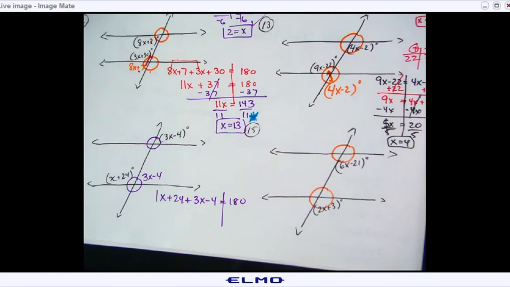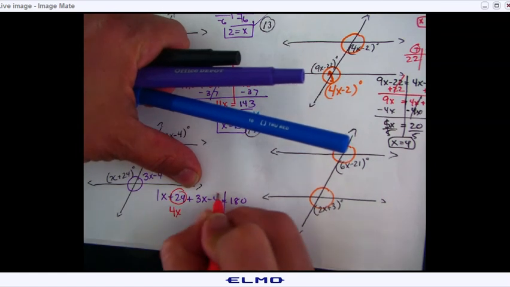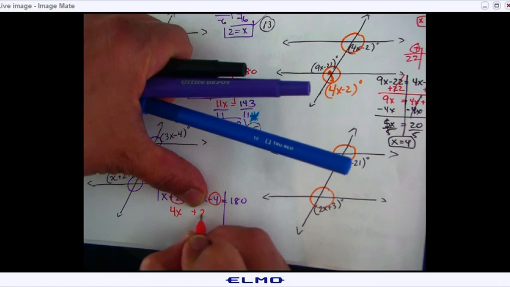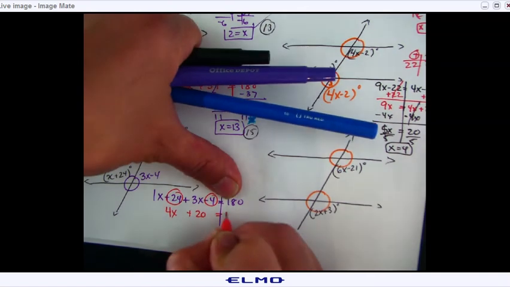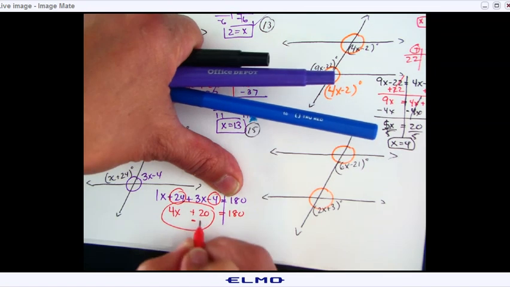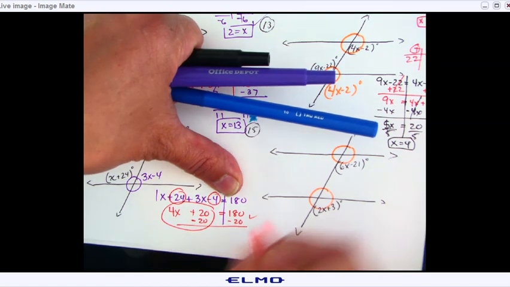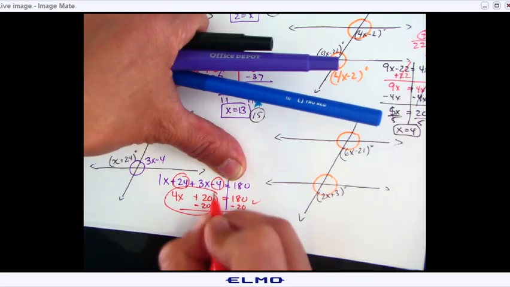Okay? So then we got 1x plus 3x is 4x, and 24 minus 4 is 20, equals 180. Then all I have to do is subtract 20. Check your work. You got it right, if you're doing that correctly.